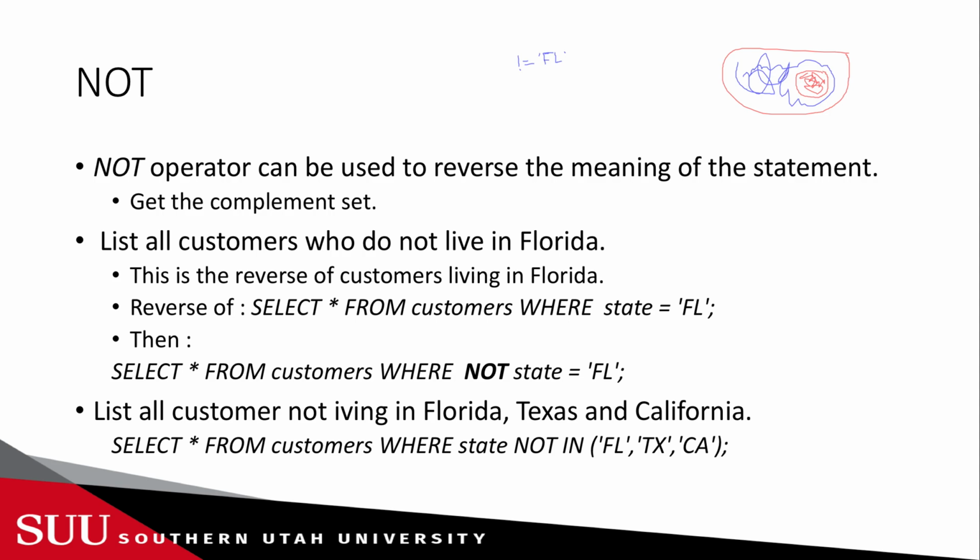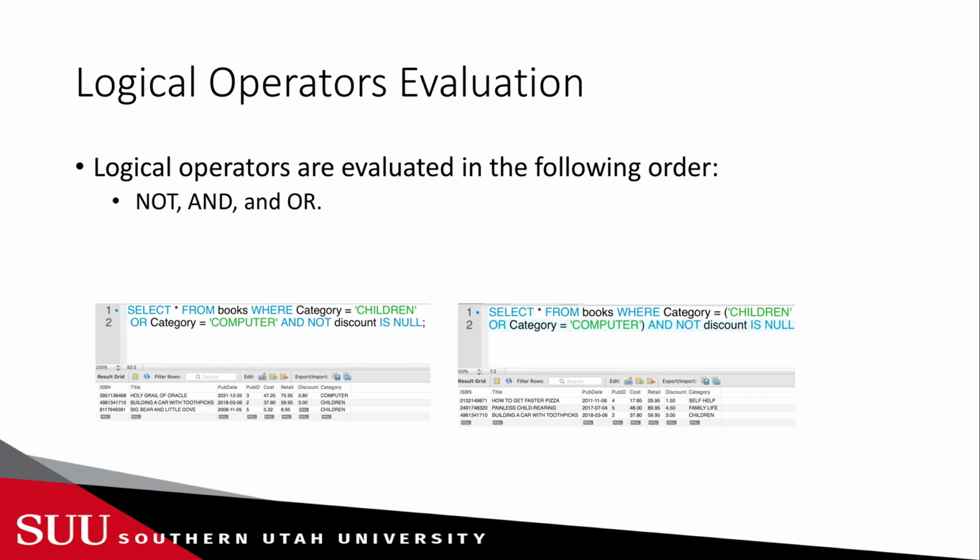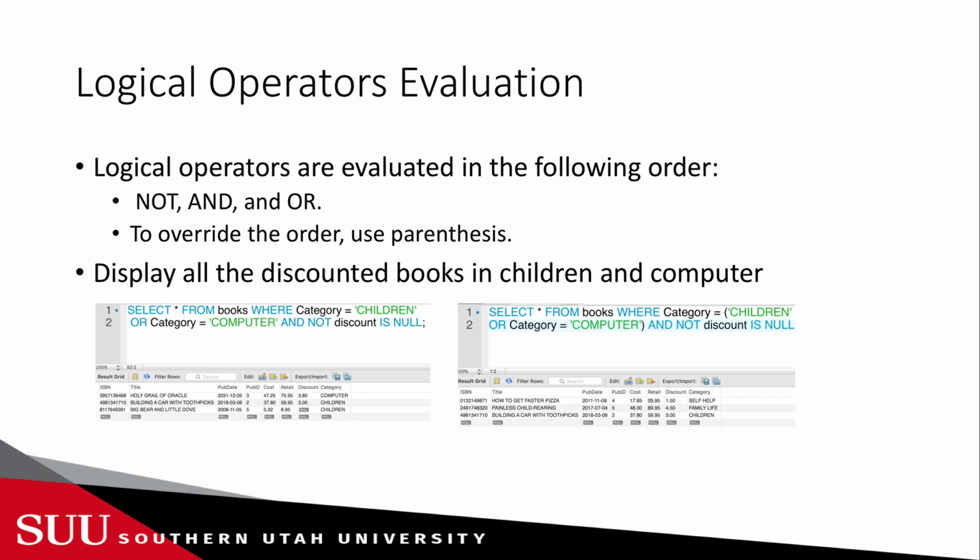Now the logical operators are going to have some order of evaluation. So it will evaluate the not operator first, followed by the and operator, and then followed by the or operator. We can override this order by using parentheses. Now let me discuss this example that's shown right here. Display all the discounted books in children and computer. Now if you look at the queries in here, the only difference is the parentheses, but the results are different. Why do we get different results? Because remember, the order of evaluation is not, followed by and, followed by or.